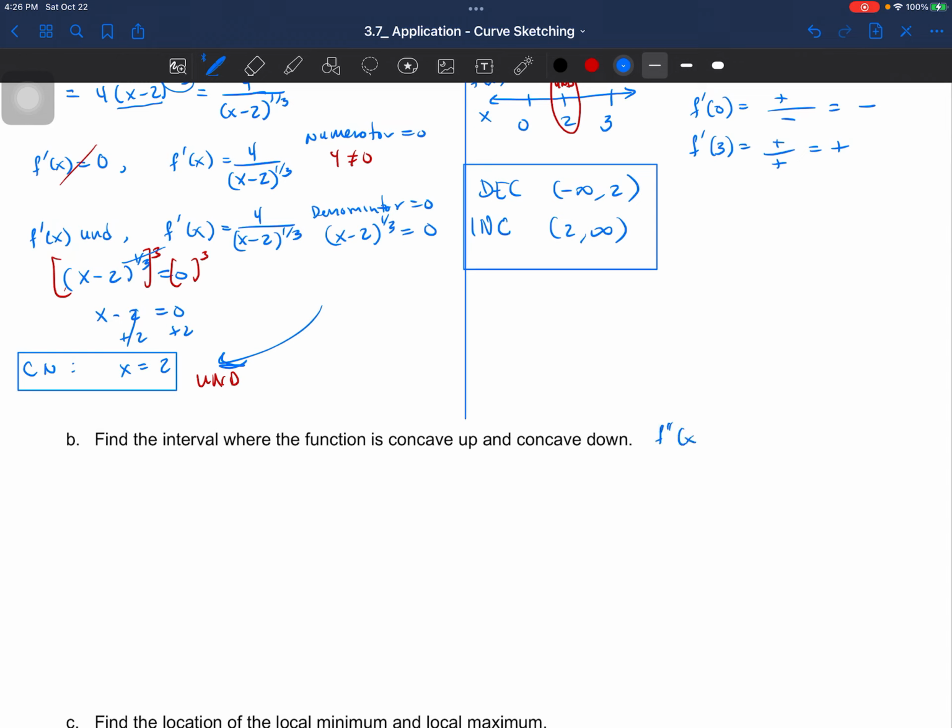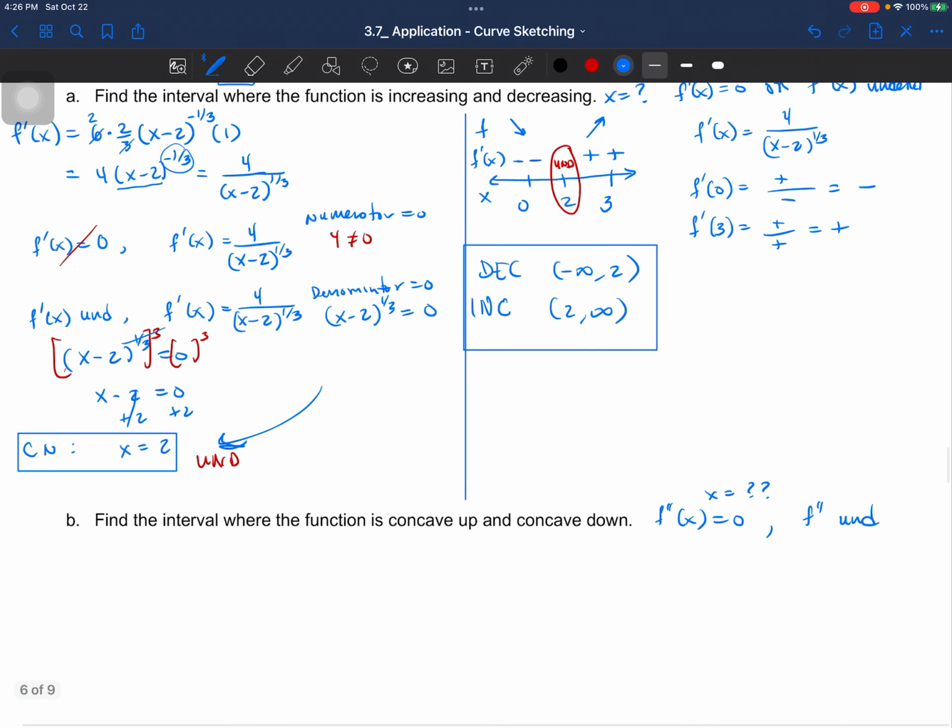All right, so let's jump into part B. Part B is asking us to find where the function is concave up and concave down. For this, I remind you that we're looking at the second derivative when it's 0 or when the second derivative is undefined. Right, we're looking for the x values when that happens.